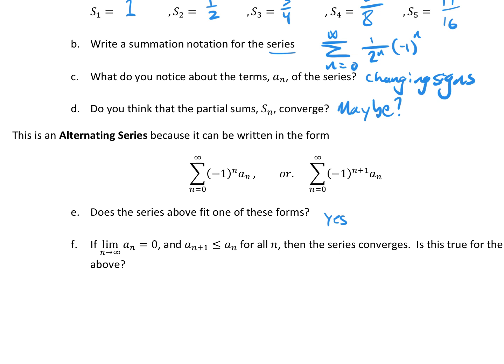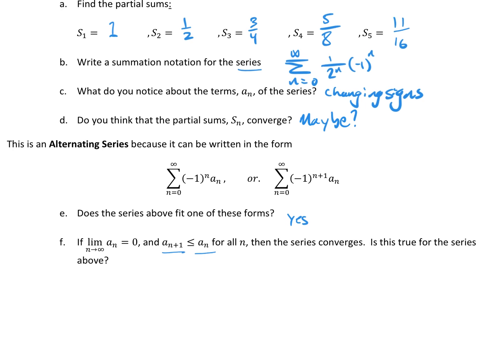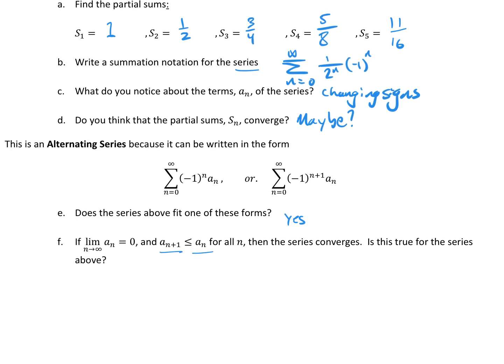So if the limit of a sub n is 0, and a sub n plus 1 is less than a sub n, now notice this is not including the negative 1. Okay, so a sub n would be this part that doesn't include the sign. So if we can say that, then the series does converge. Okay, so this is the alternating series test. So it's alternating in sign, so the sums are going down and then up and then down and then up and then down and then up. Okay, so the partial sums will be going down and up. But if it's true that the limit, first of all, is 0 and each of the terms are decreasing, then we can say it does converge.